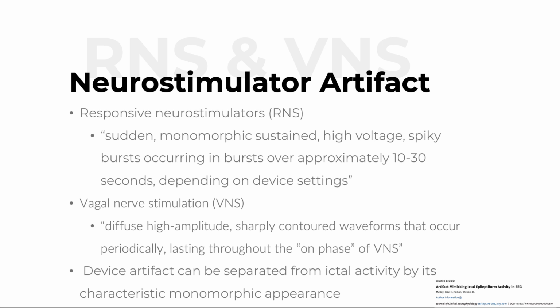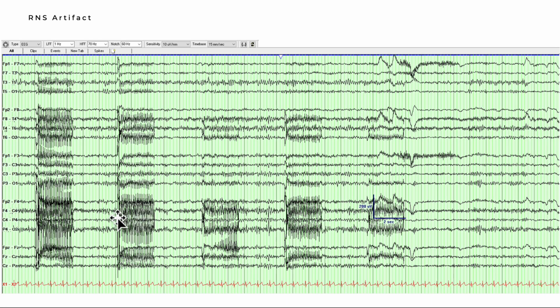And that's a good rule of thumb of all artifacts. If it kind of has the same appearance again and again, think about that. That can be something to say there's definitely going to be a higher chance it's artifact. Here's an example of said artifact. This is the RNS artifact, very high frequency bursts as a device is discharging in the patient's head, actually, in this case.